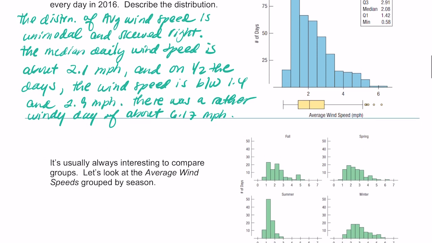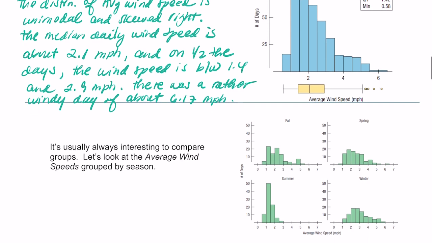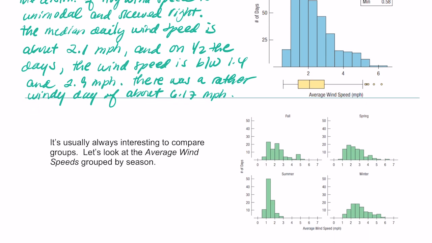Okay, so that was looking at the average wind speed for the entire year of 2016. If we take that same data and then group it according to season, we have fall, spring, summer, and winter. If you take a look at this, now you can see the wind speeds per season. So what can we determine from this? You can pause the video and take a look at the graphs and write down what you notice.